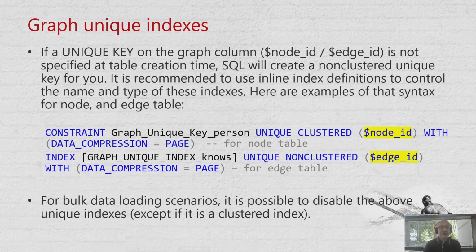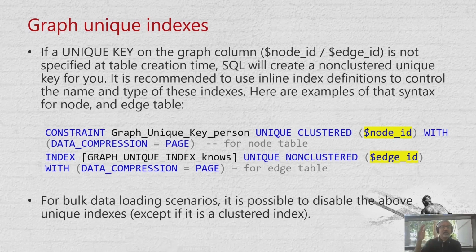The first and foremost would be around indexing. I want to talk first about unique indexes on these graph columns, which are specifically the node ID and the edge ID for node and edge tables respectively. If you do not specify at the time of creation of the table a unique key on these columns, SQL will create one for you. It is highly recommended therefore to specify at the time of table creation unique indexes on the $node_id and on the $edge_id columns within the graph tables.